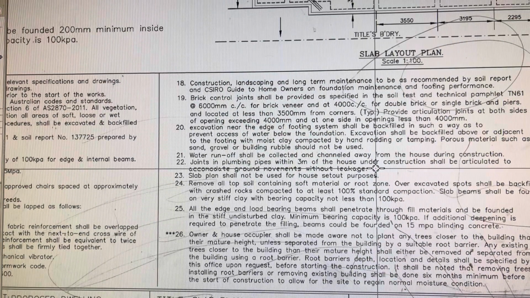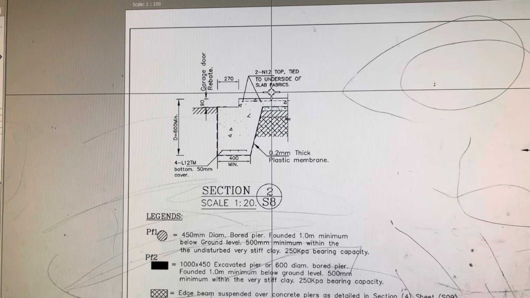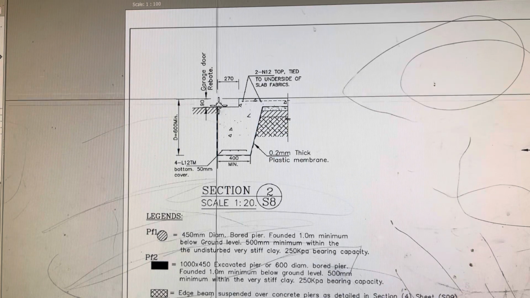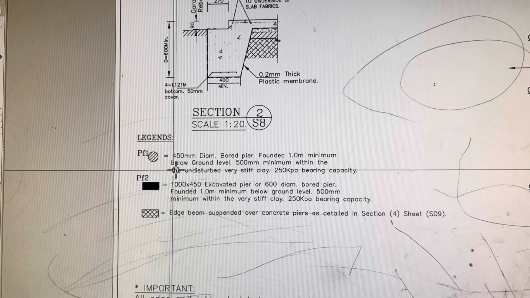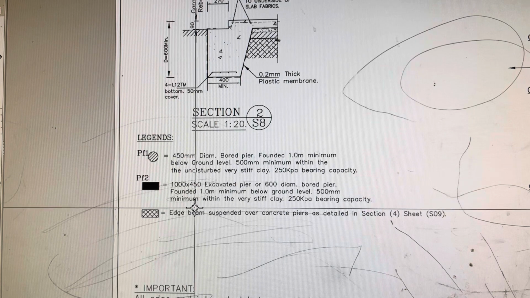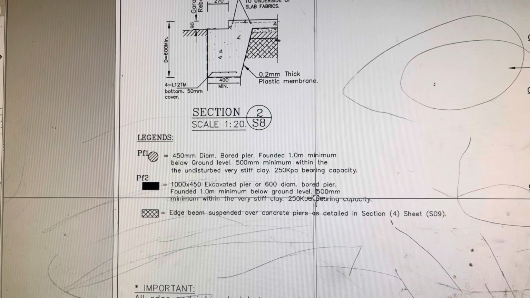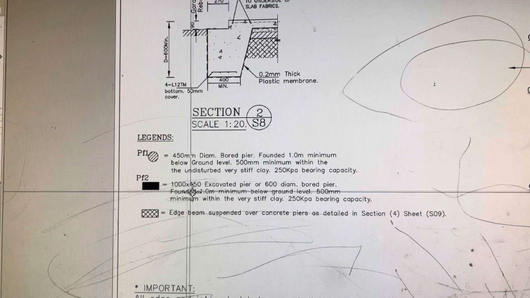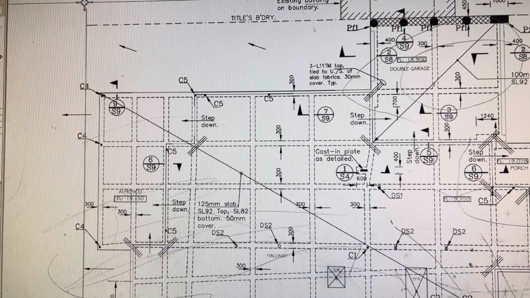You also read the slab notes, which give you some details about the slab, how thick it is, and what the dimensions of the internal and external edge beams are. This is a detailed drawing for the edge beam. That's the set down for brick wall. This will take brick or hollow wall. PF1 is a bored pier with 450 mm diameter, and PF2 is a bored pier with 600 mm diameter, and 1 meter is the depth.